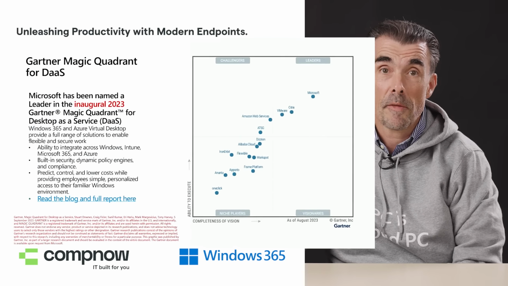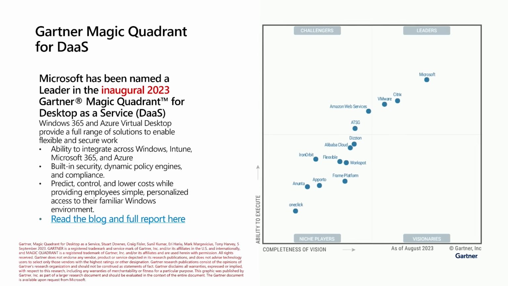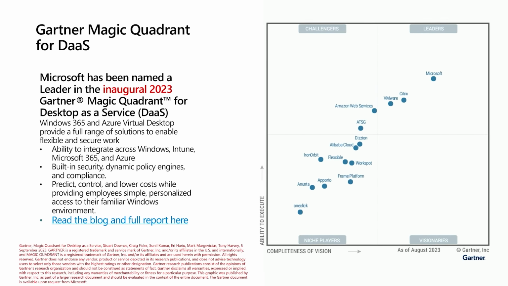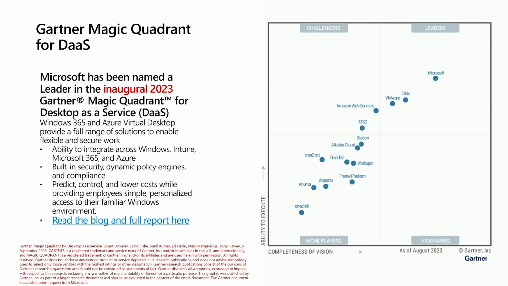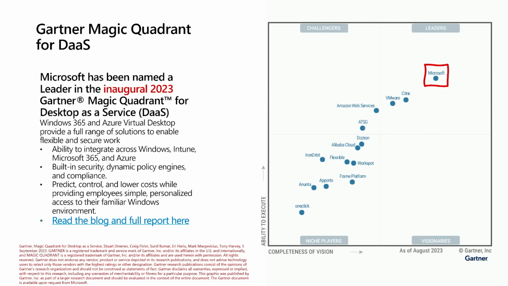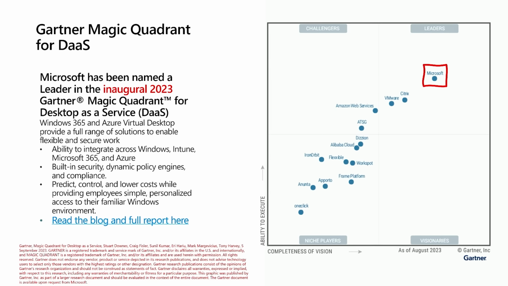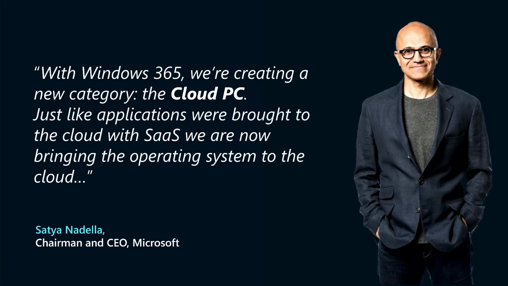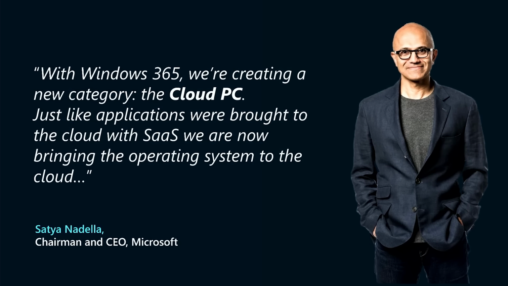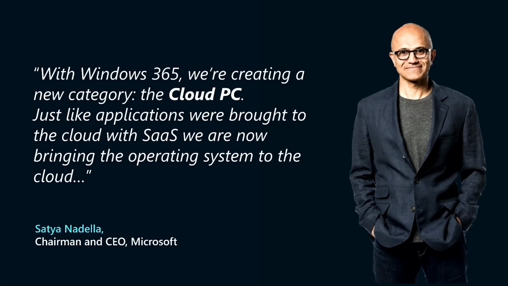And this is something we've outlined to people like Gartner, and in their inaugural '23 Magic Quadrant for DaaS, we were really humbled by the position they gave us ahead of traditional players, and put Microsoft well ahead of the pack. And then, with this move to the cloud, we're introducing this new category called a cloud PC.